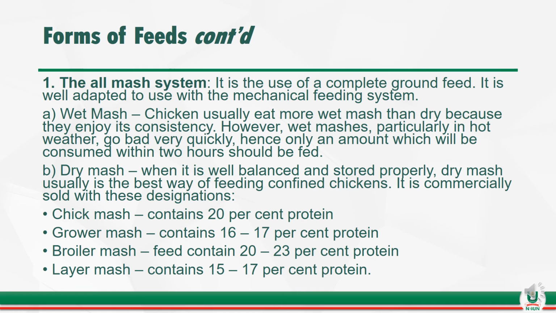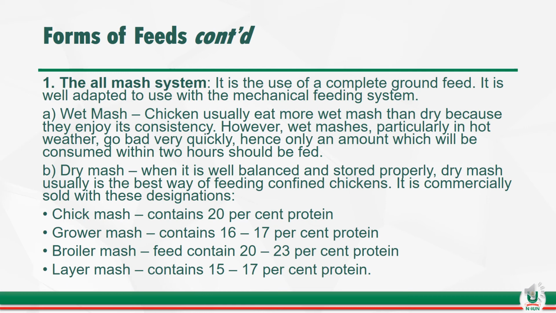The all mash system is used as a complete ground feed. It is well adapted to use with the mechanical feeding system, and we have majorly two types. The wet mash: in this case, chickens usually eat more wet mash than dry because they enjoy its consistency. However, wet mash, particularly in hot weather, goes bad very quickly. Hence, only an amount which will be consumed within 2 hours should be fed.